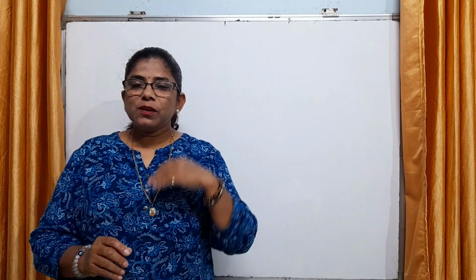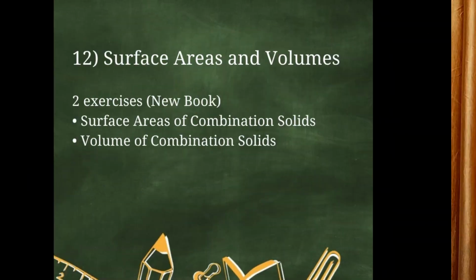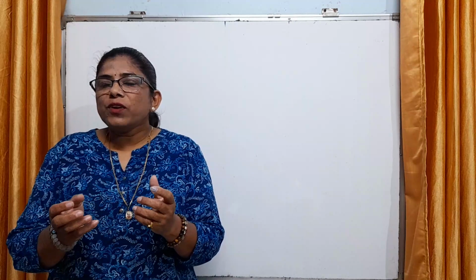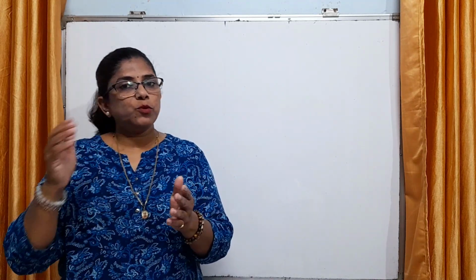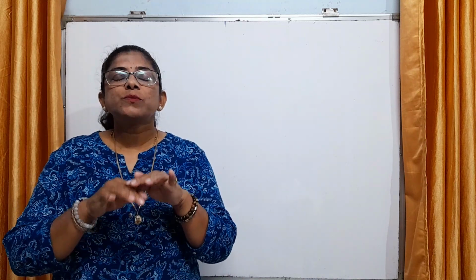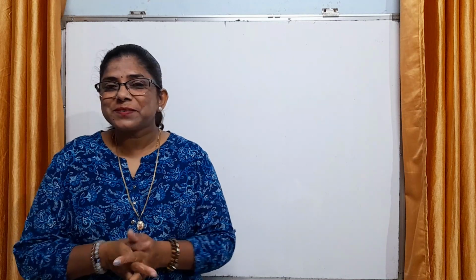From this chapter, from 4, 2 exercises are reduced. So now we have surface area of combination of figures and volume of combined figures. So now we don't have the volume of the figures converted from one shape to another shape, and even frustum of cone is not going to be the part of your new book. There are so many reductions.